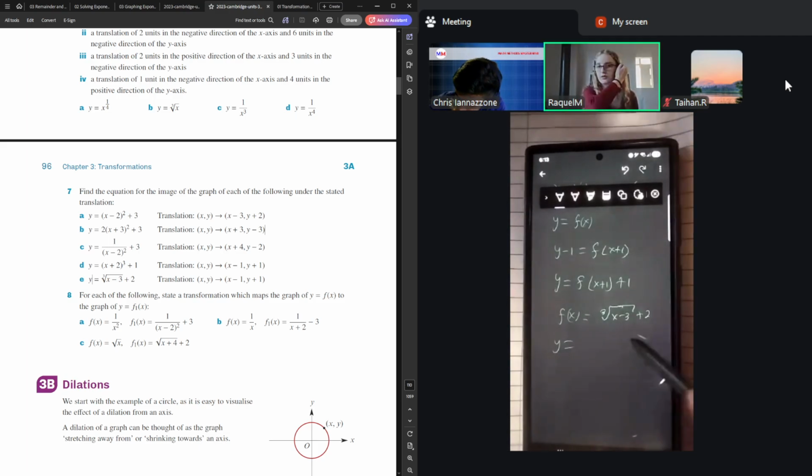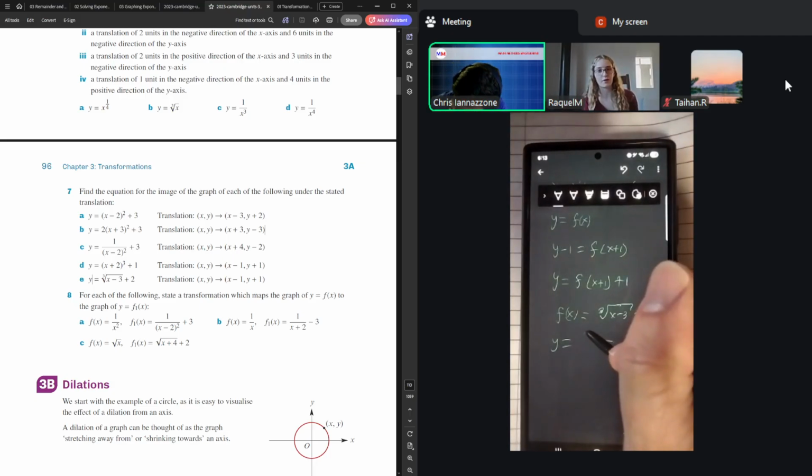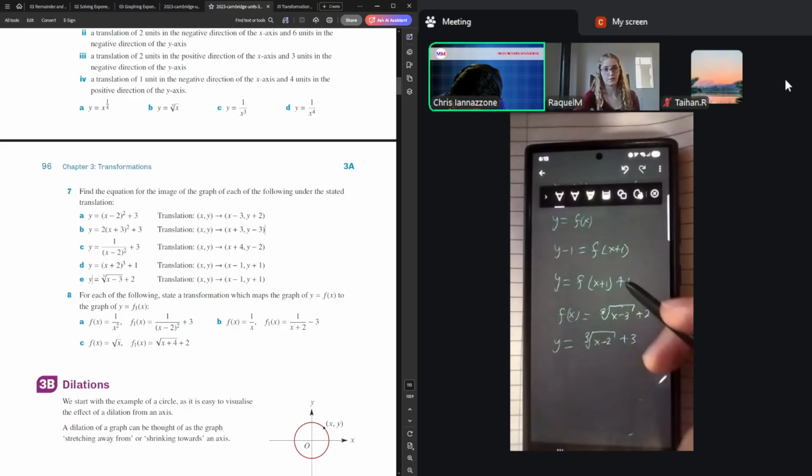Is that a cube root or a square root? Cube root, yeah. Either way, it's going to be y equals the cube root of x minus 2, plus 3. Yeah, so plus 1 and plus 2 combine to be plus 3. X plus 1 and minus 3, the plus 1 and minus 3 combine down to being minus 2.